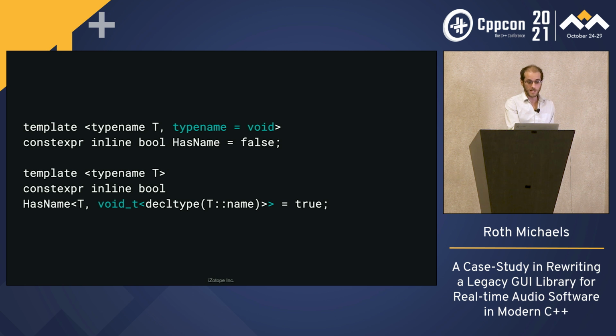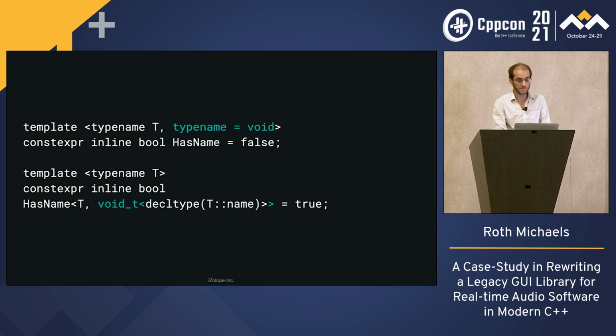In the specialization, the second type parameter is just void_t with some other stuff inside. void_t is just a template where void_t<T> equals void. So whatever you put in there, it doesn't matter, it's just void. So what happens is the default template parameter is void, which means we should use the specialization on the bottom.